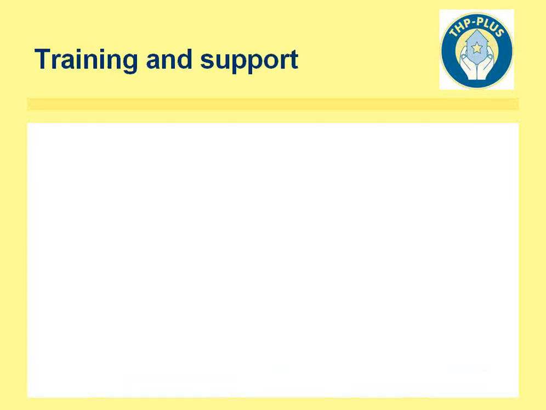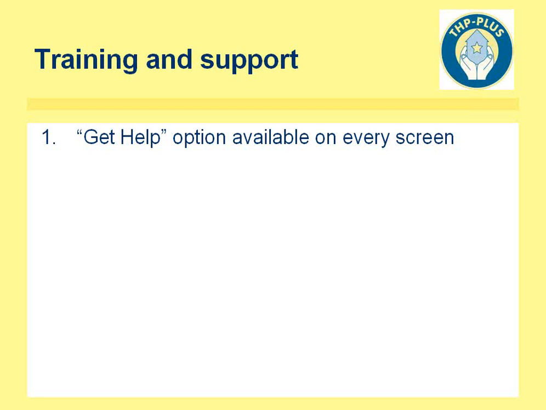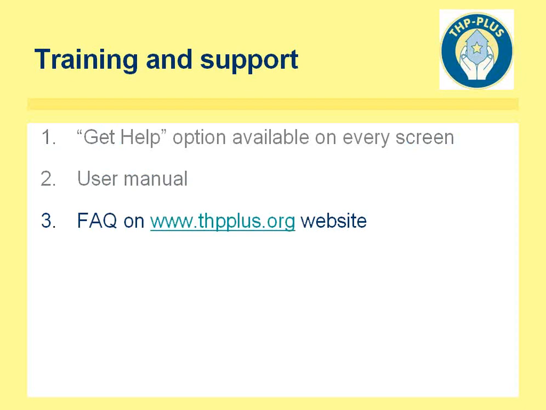So now let's talk about the type of training and support mechanisms that we have here for you at the John Burton Foundation. After we've completed this training, this will be available on our website, thpplus.org, for download. Every screen, as I saw, has a Get Help option, which walks you through both the purpose of that page, as well as line-by-line instructions for how to complete that form. We've also worked very hard with Josh to create this as a system that is as intuitive and straightforward as possible. As I said, the user manual will be available on the website.